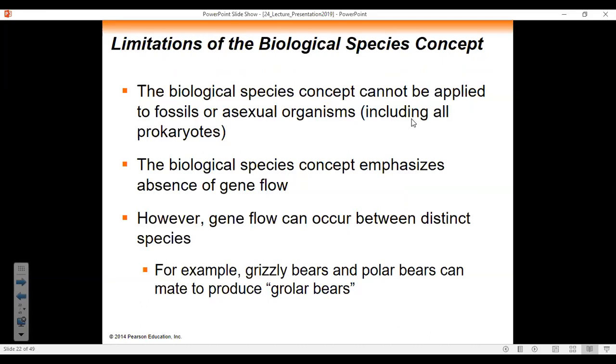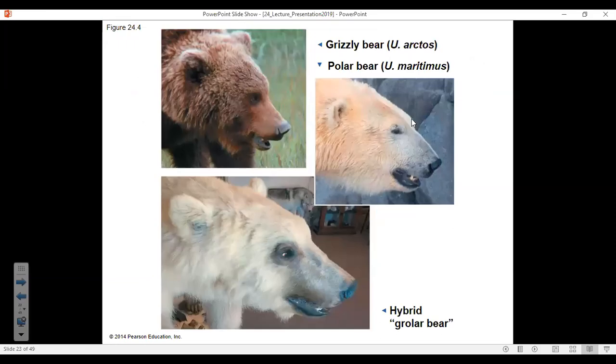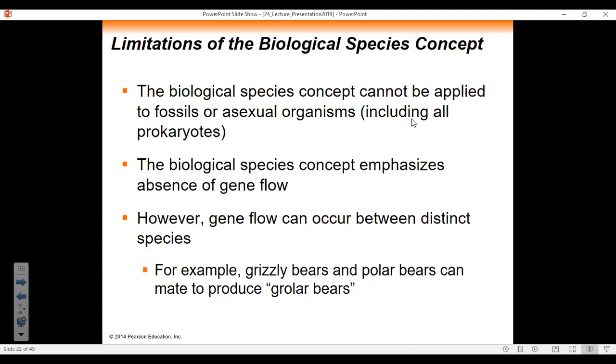Gene flow can occur between distant species, because if you had something like a grizzly bear and a polar bear, they make growler bears. Really? Pizzly bears, I think, would sound better. What do you guys think? Growler bear or pizzly bear? Pizzly sounds awesome. Anyway, here is the grizzly bear. Here is the polar bear, and their hybrid is a pizzly bear. So in this situation, we're still having hybrids being born because of the gene flow.